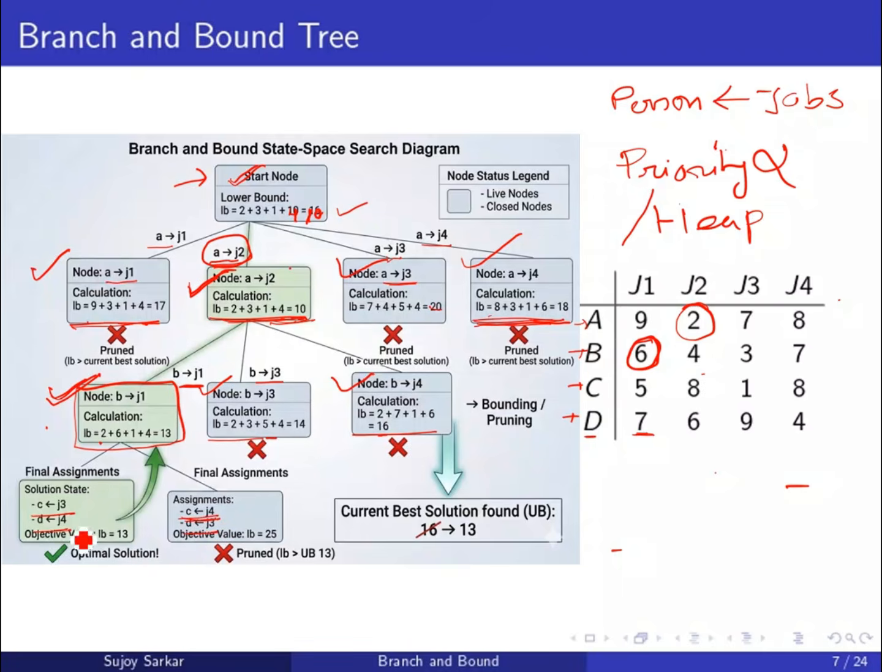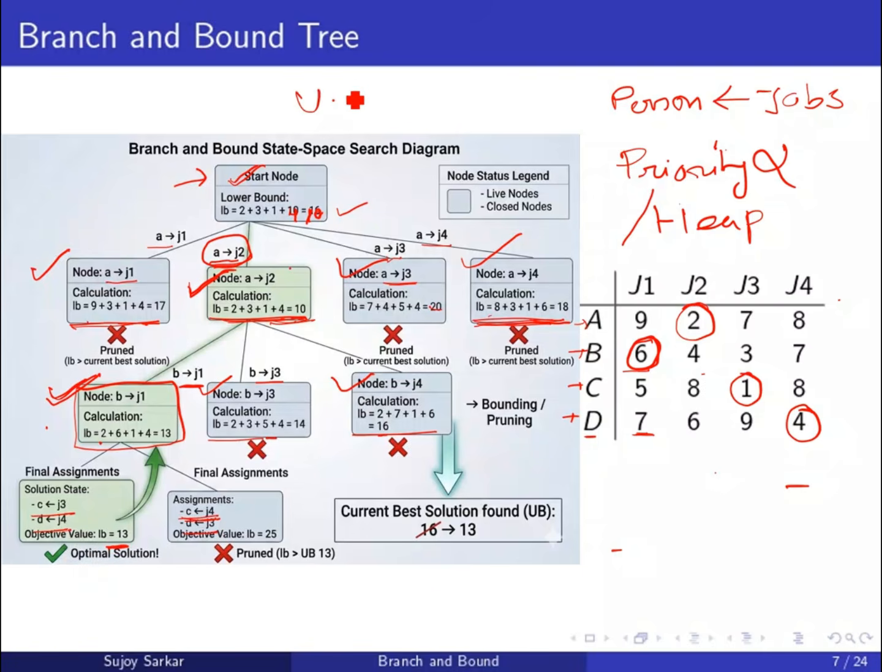So you can see what the assignment cost is. A job 2, B job 1, C job 3 means cost is 1, and D job 4. So the total cost is 6 plus 2 plus 6, 8 plus 9 plus 4, 13, right? And this is a leaf node because below this there will be no other assignment. All persons are already assigned a job.